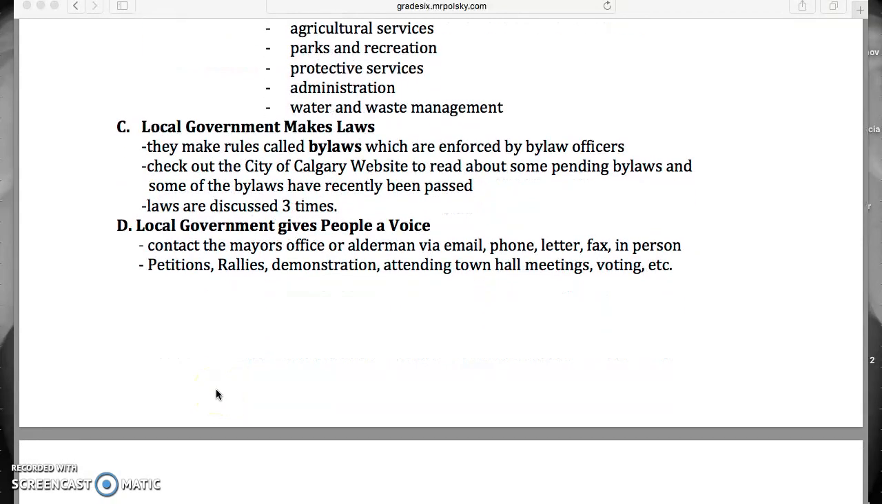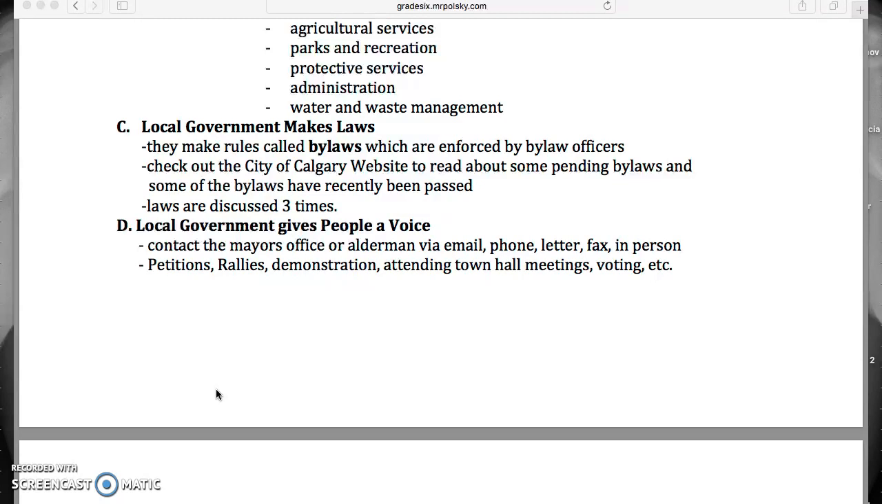The great thing about living somewhere where we have a democratic government is that we're allowed to have a voice. Our government cares what we think, and they think that what we have to say matters, because at the end of the day, we're the people living there, and their job is to represent us. So there's a number of things we can do to have a voice and actually make a difference in decisions that are made. We can contact the mayor's office or alderman via email, phone, letter, fax, or in person.